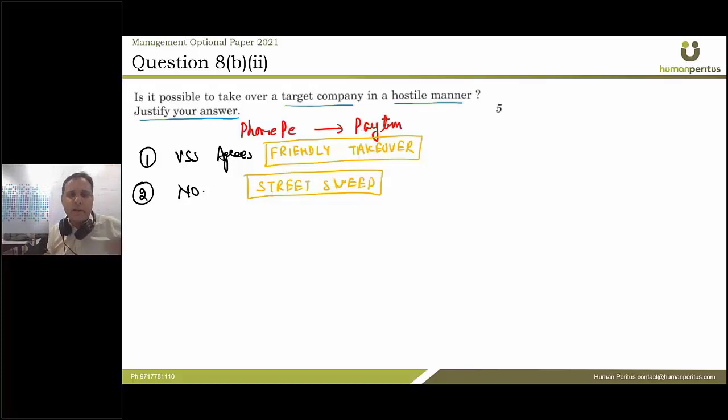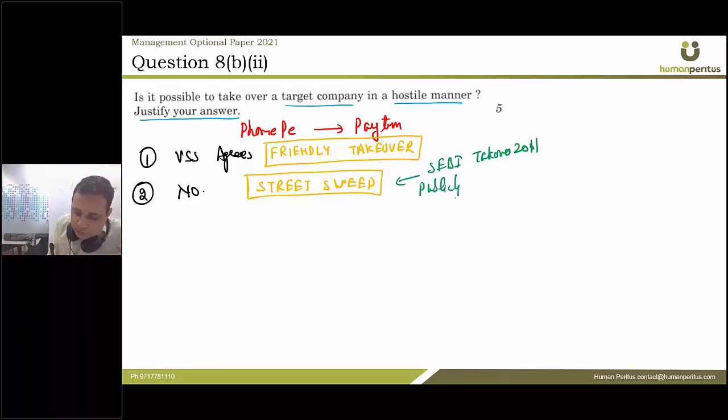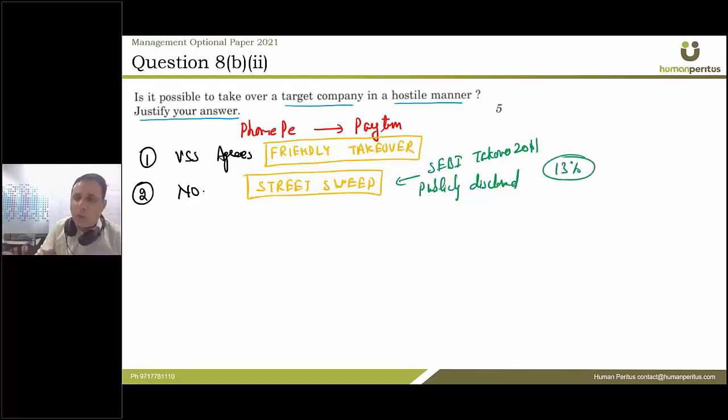So PhonePe will start buying shares and reach some level like 2%, 5%, 10%. But then PhonePe cannot keep doing it. Why? Because the regulator will come into the picture. SEBI will come into the picture, and there is the SEBI Takeover Code 2011, which has a limit: if you buy shares of a particular company through the open market beyond a certain percentage, like 25 plus 5% and so on, then you have to publicly disclose. Let us take a hypothetical number: PhonePe has quietly taken maybe 13% shares from the open market, and now that upper limit comes.